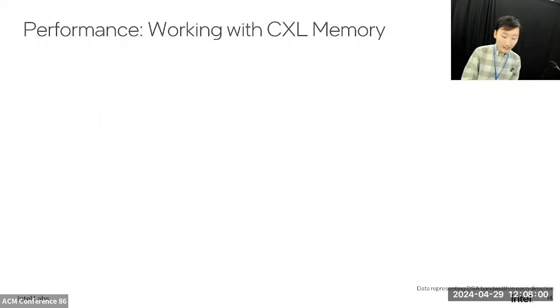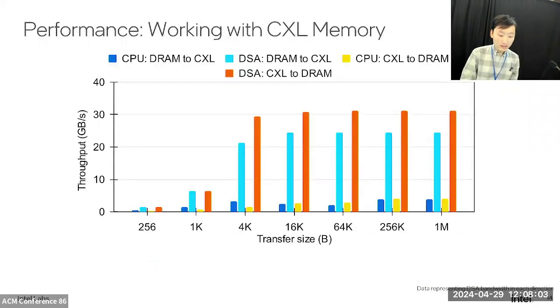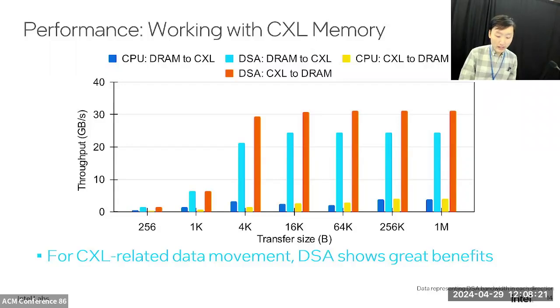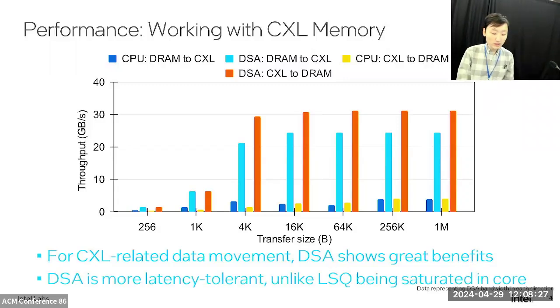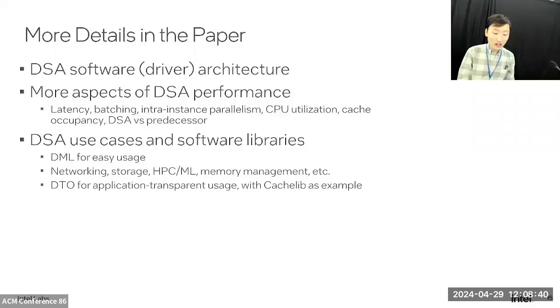Next, let's see how DSA can benefit CXL memory. CXL memory is an emerging technology that expands the memory capacity with a secondary but slower memory tier. In this plot, we show the throughput of CPU and DSA for data transfer between the host DRAM and the CXL memory. In this case, DSA shows even larger benefit over CPU cores, showing its great potential in modern tiered memory systems. This is because DSA is more latency tolerant, while the CPU core has to wait for the outgoing memory requests in its load and store queue, which can be easily saturated. That limits its parallelism here. To learn more about DSA's architecture, performance, and software support, please see the paper for more details.